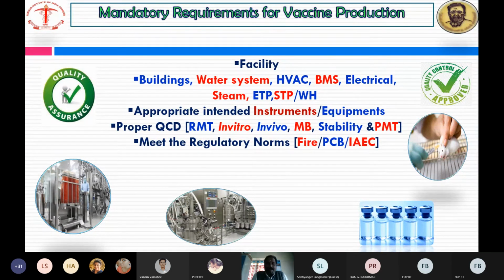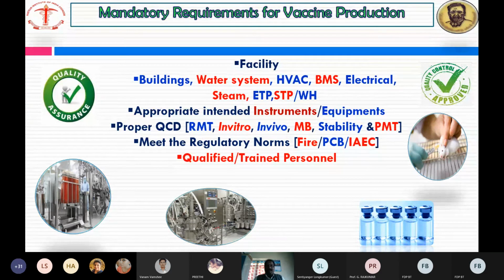And next is PCB. PCB means Pollution Control Board. We are producing vaccine, and we do not have the right to pollute the entire environment and water. So everything we are going to test as per the regulatory guidelines from the Central Pollution Control Board. And IAEC means Institutional Animal Ethical Committee, for proper animal use, proper breeding, and also euthanasia. And finally, you need qualified and trained personnel.